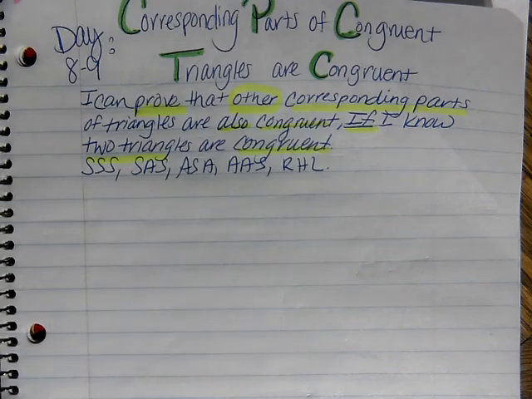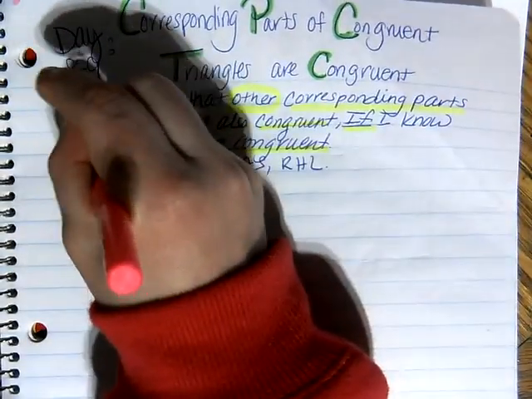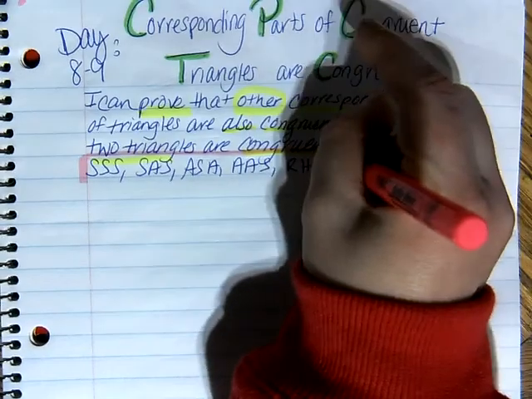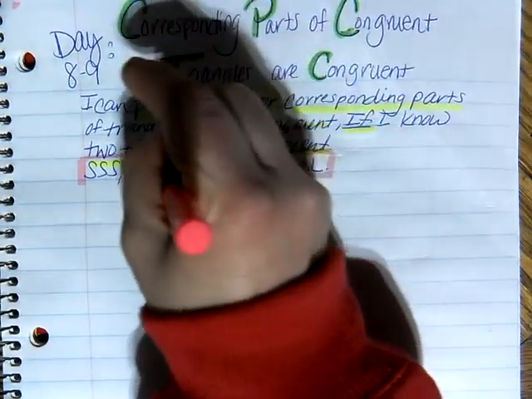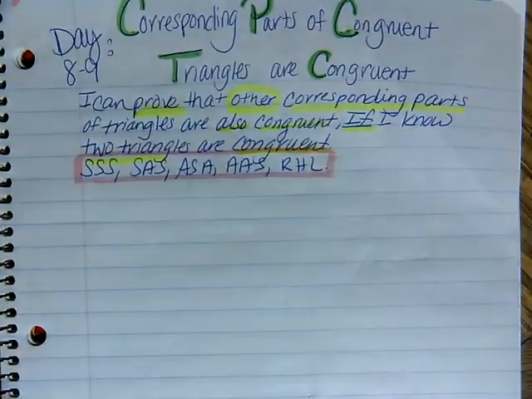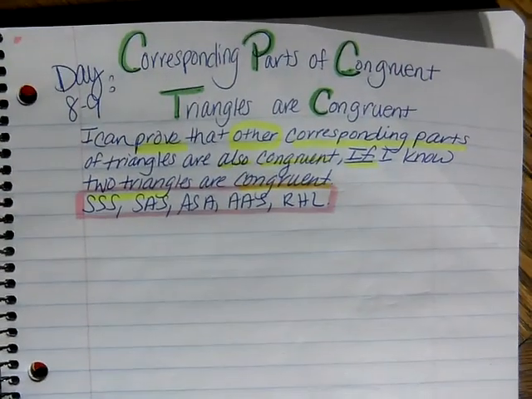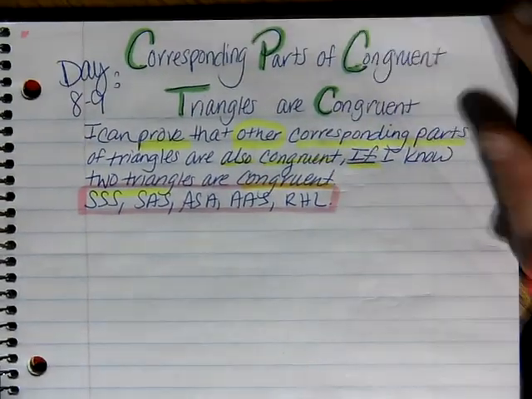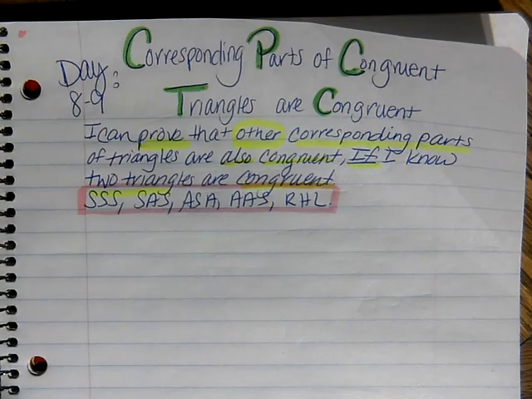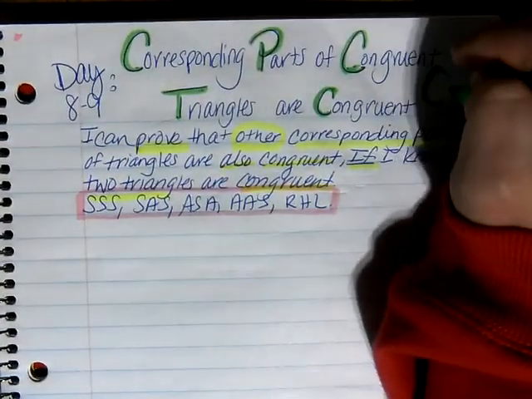And we're now going to take our proofs to the next level. So now that we know that triangles are congruent, what else can we say? That's where corresponding parts of congruent triangles are congruent comes in. The shorthand for that is CPCTC.